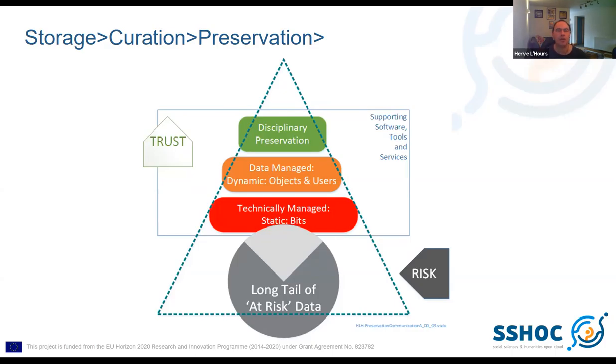From there, you can look at dynamic management of both the objects and the users, full data management. And then if you can do all of those things below, at that point, you're probably ready to do some disciplinary preservation by getting the additional information you need. I think this is a set of foundations to increase trust over time, but any step away from the long tail of at-risk data is broadly beneficial to what we're trying to do here. One of the important things is not just what level the data is being cared for, but that level of care is clear. You might not need a full disciplinary preservation level, but it should be clear to the data depositors and users what level of care is in place.